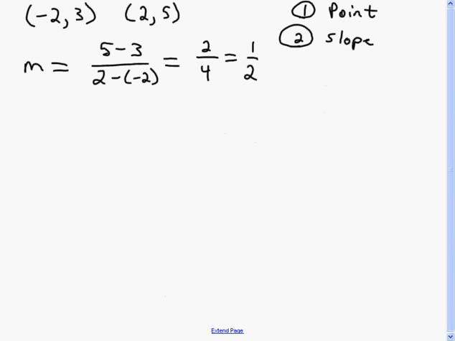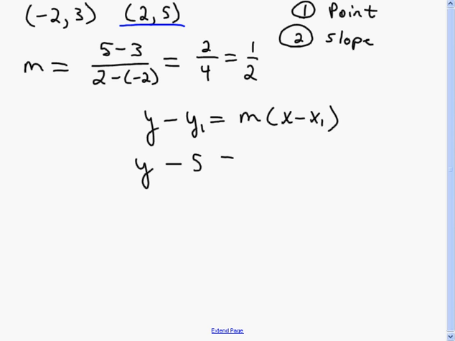So I have a point and I have my slope. Now it does not matter which one you use. You can use -2, 3, or you can use 2, 5. I'm going to use the point 2, 5. Once I have a point and my slope, now I can use my formula to write the equation. I have that y minus y1 is equal to m times x minus x1. So y minus my y value, which is 5, is equal to 1/2 times x minus my x value, which is 2.